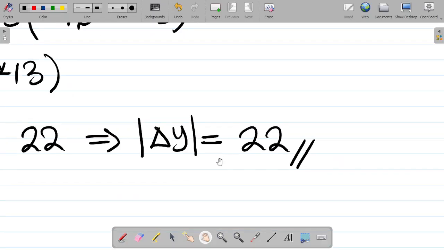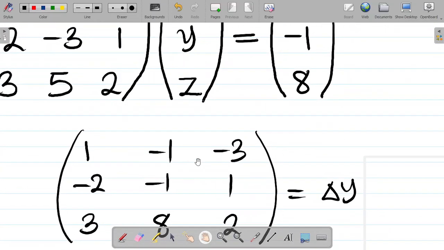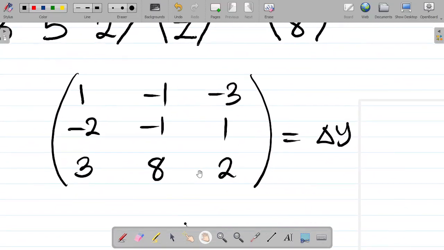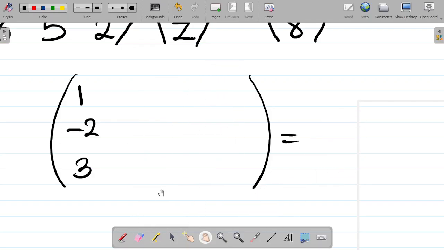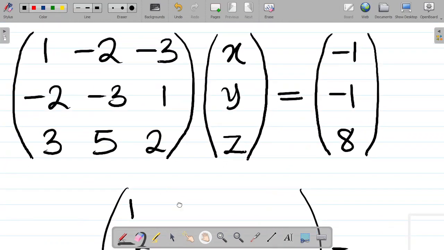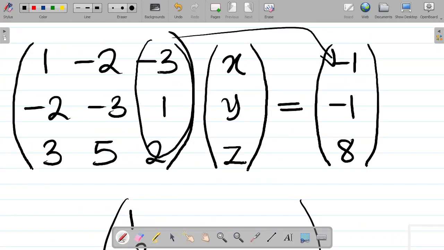Okay, so finally, let's get lambda z. Going back to the initial question, which is this, let's get sigma z. I'll just take this off. Of course, to get the value of lambda z, all I have to do is replace the last column by the answer matrix, that's all.